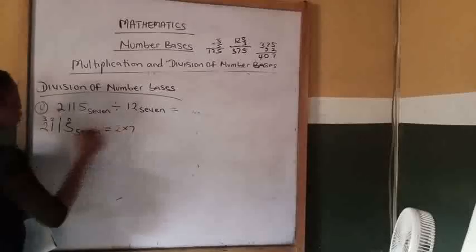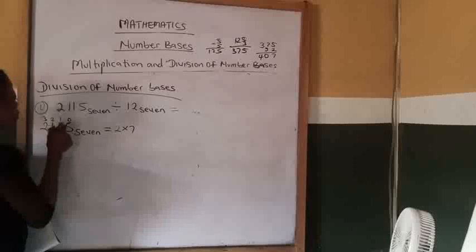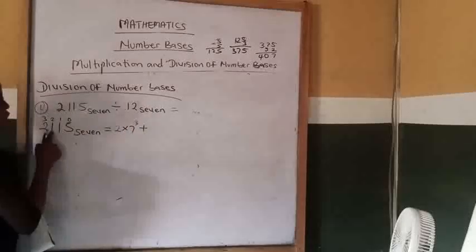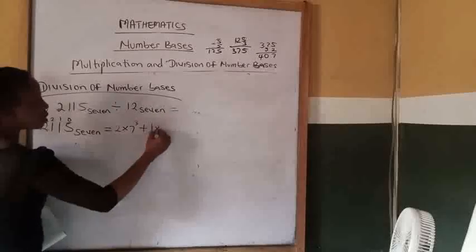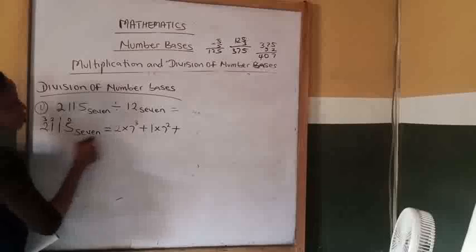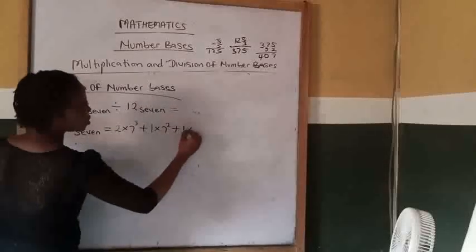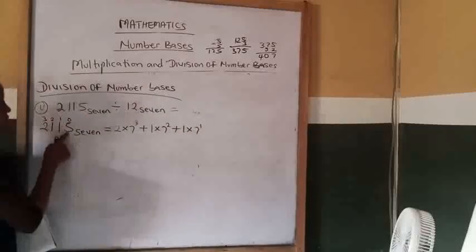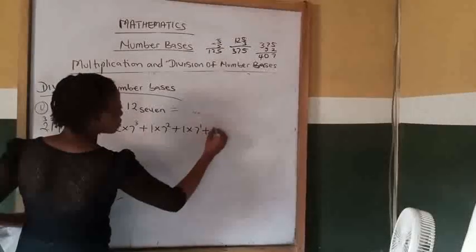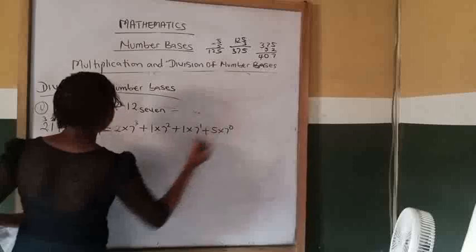2 times 7 raised to the power of your digit's place, that's 3. Plus 1 times 7 to the power of 2. Plus 1 times 7 to the power of 1. Then 5 times 7 to the power of 0.